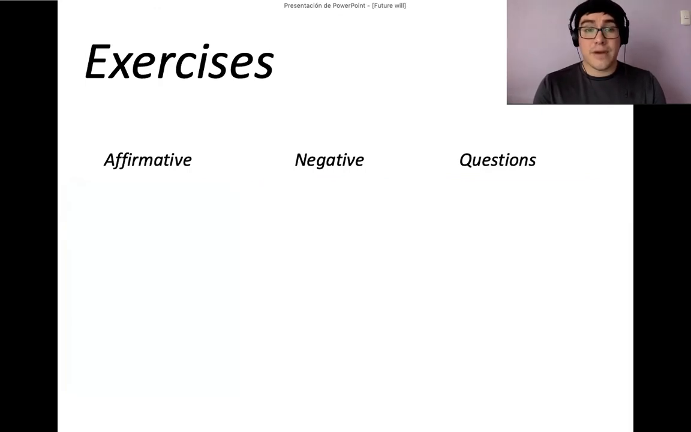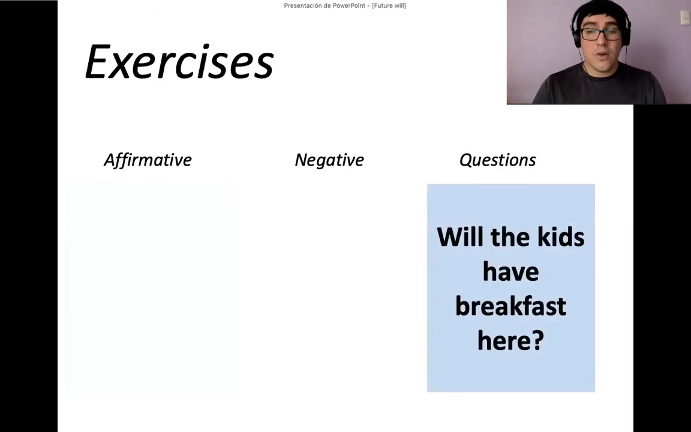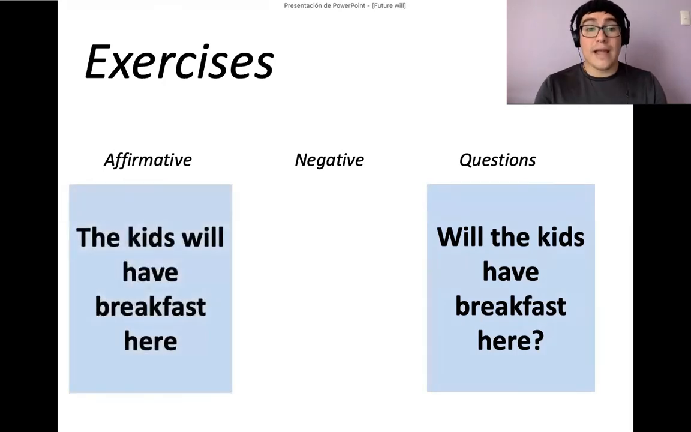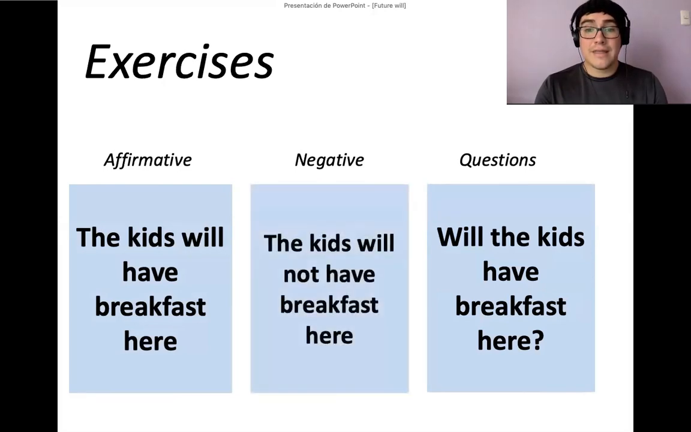Let's go with a different example now. Here we have a question. Will the kids have breakfast here? What's the affirmative? Can you tell me the affirmative? So in this case, the affirmative is the kids will have breakfast here. Can you tell me the negative now? So in this case, the negative is the kids will not have breakfast here, or the kids won't have breakfast here.